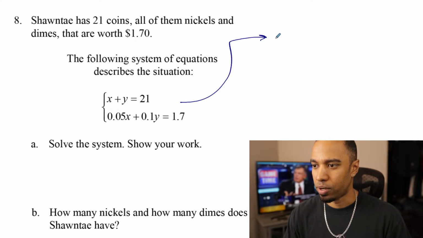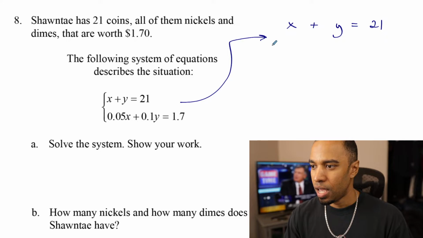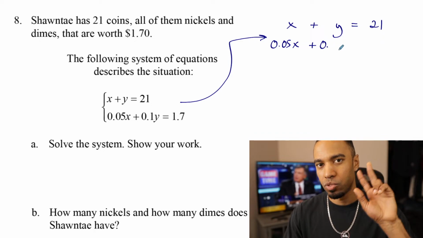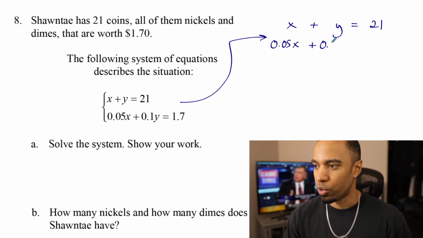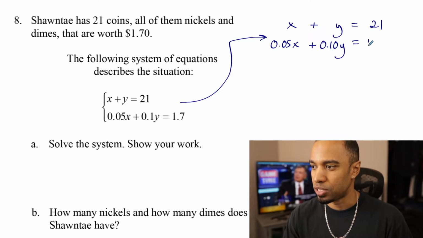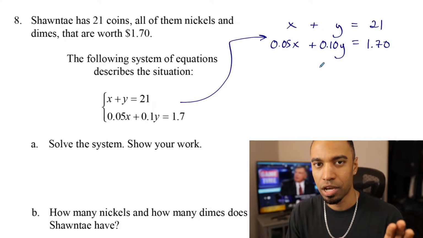I'm just going to rewrite the top one as is, x plus y equals 21. I'm going to keep them in a nice line here. And in the bottom one, I'm going to rewrite this, but I'm going to do something very minorly different. I'm going to change these so they all have 2 decimal places. Instead of 0.1y, I'm going to write 0.10y. And this 1.7, I'm going to write 1.70. Why does this help me?